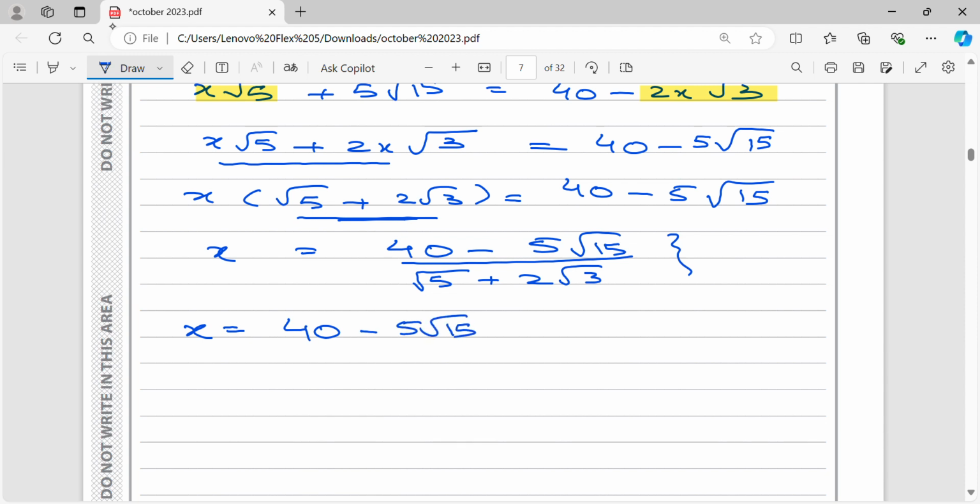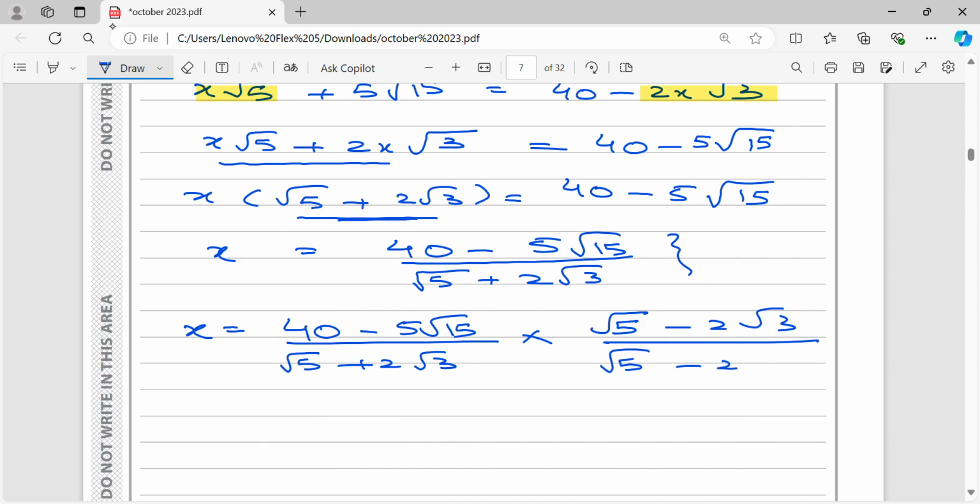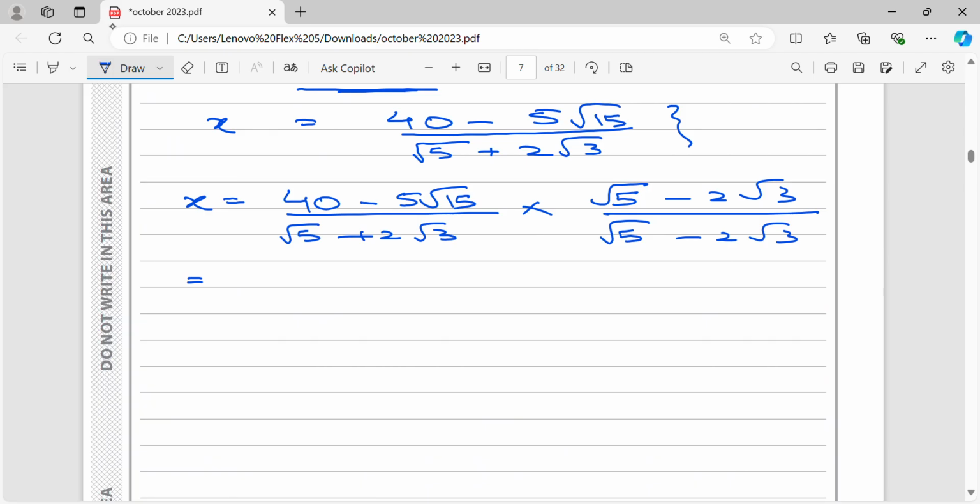So the numerator is 40 minus 5 root 15, and the denominator is root 5 plus 2 root 3. Rationalize, do the same thing as we did before. So multiply by root 5 minus 2 root 3 over root 5 minus 2 root 3. For the denominator, as I said before, I'm going to use the difference of squares formula. So let's say this is a plus b, this is a minus b, so I can write the denominator as a squared minus b squared. So this would be root 5 squared minus 2 root 3 whole squared.